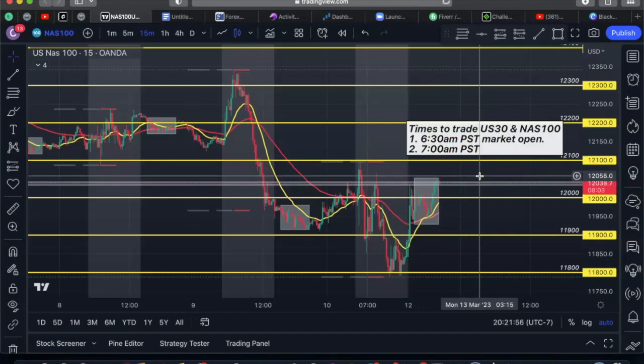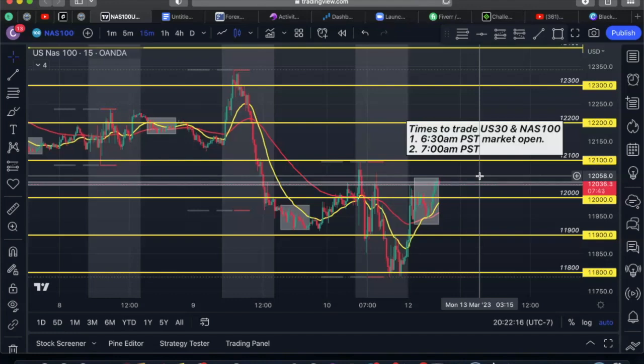So usually after 7 a.m., this doesn't happen all the time, but usually the market, if it's already pushing into an uptrend, and at 7 a.m. it continues to go into its uptrend, that's literally what's going to happen for the rest of the New York session. So timing is one of the most, if not the most important element when it comes to trading.